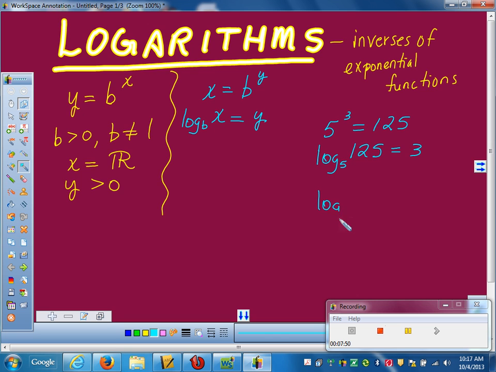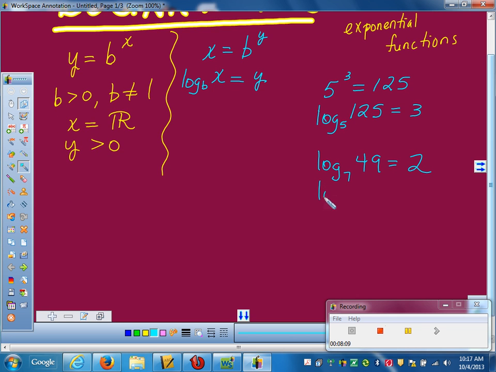Let me give you a couple easy ones. If I gave you log base 7 of 49, I'm saying 7 to what power is 49? 7 squared. Let me point out that if you rewrote the 49 as 7 squared, when you have the same bases, the answer is simply the exponent. So 7 to the second power makes 49.